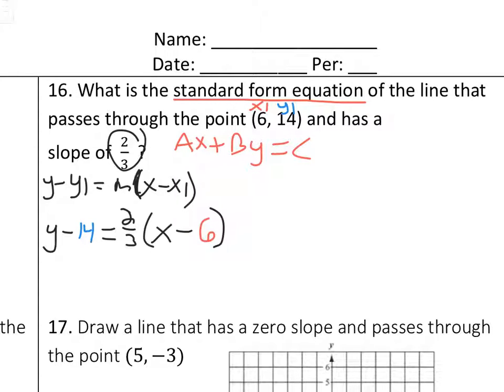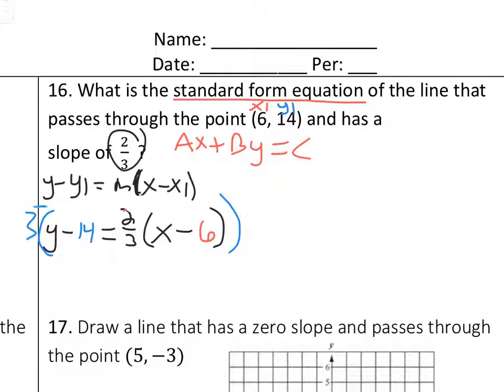First things first is get rid of this parentheses by distributing the 2/3. Actually, you know what? Back up there. In order to write an equation in standard form, we cannot have a fraction. So in order to get rid of this fraction, we need to multiply the whole equation by the denominator, which is 3. We need to multiply everything. In my opinion, it's easiest to do it this way, so you don't have to worry about it later. Just get it done, and we're good.